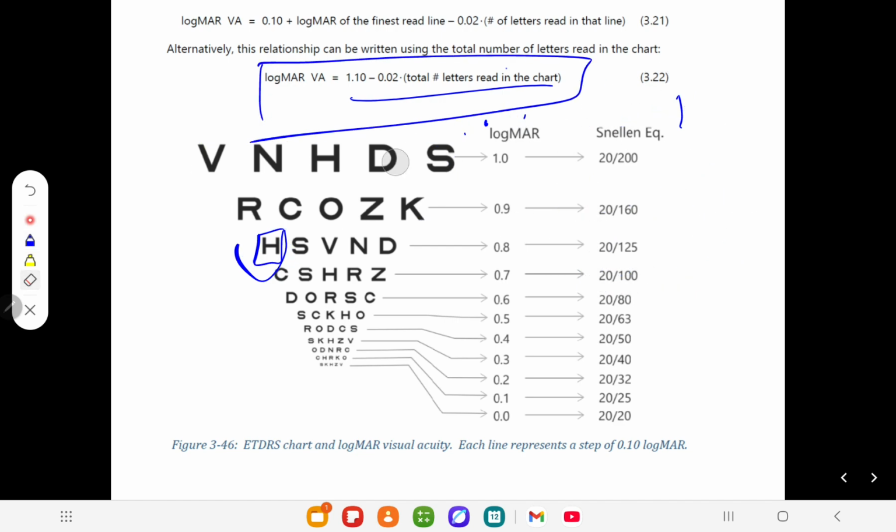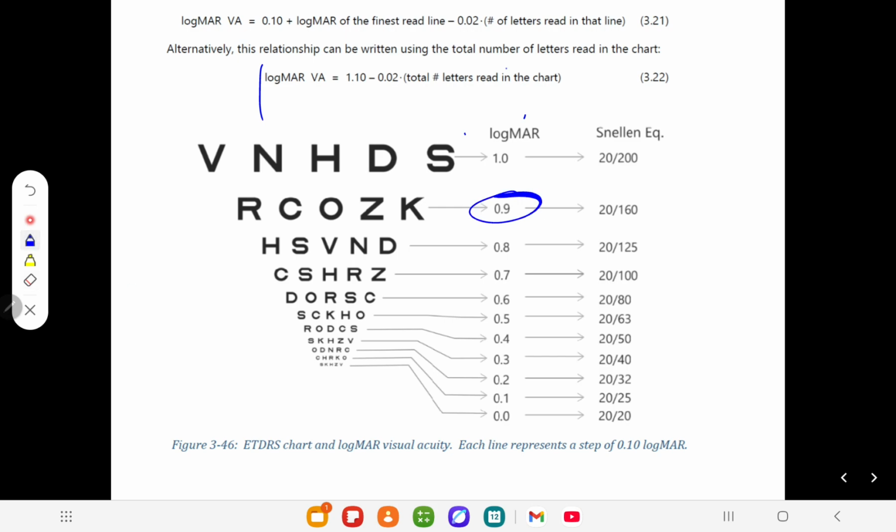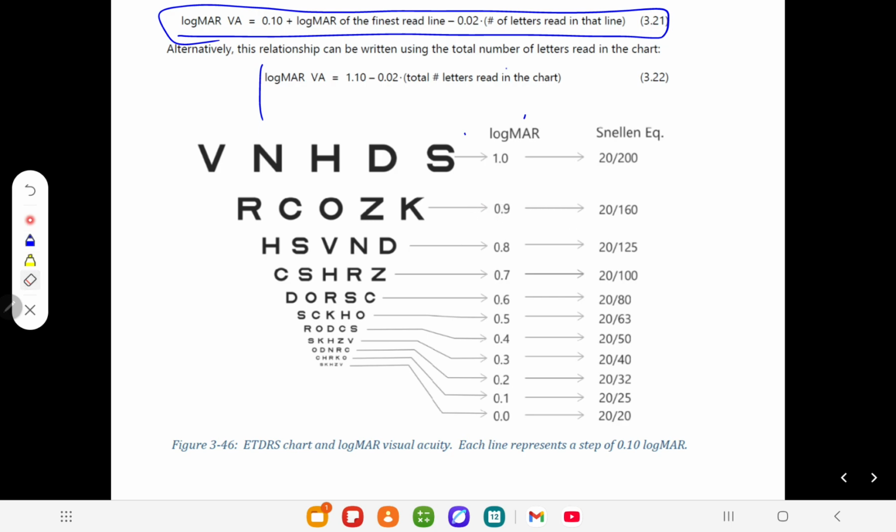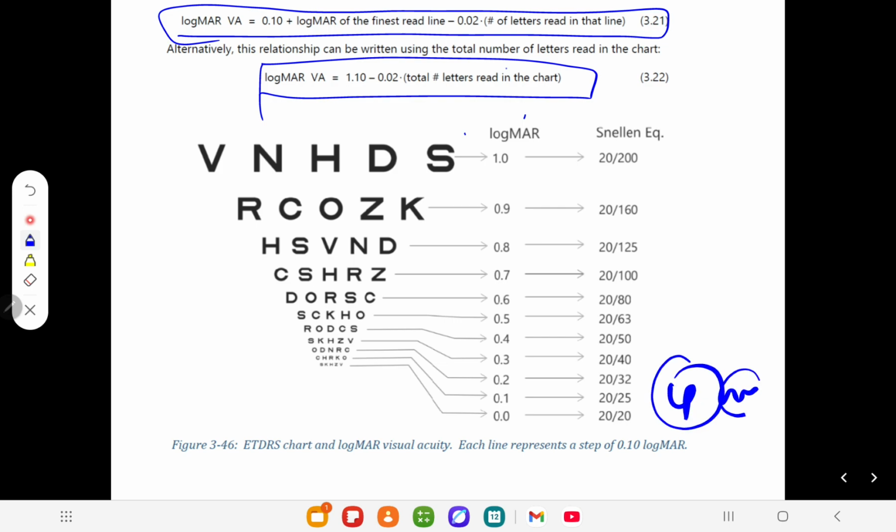But remember one thing: whenever you choose to work with the lines, always add, not subtract. Always try to add. Otherwise, if you want to subtract, then use the other formula. It's another thing, but I love to add, not subtract. So just remember this. Okay, let's take an example. This chart is made for 4 meters, and some low vision patients cannot read these letters either.